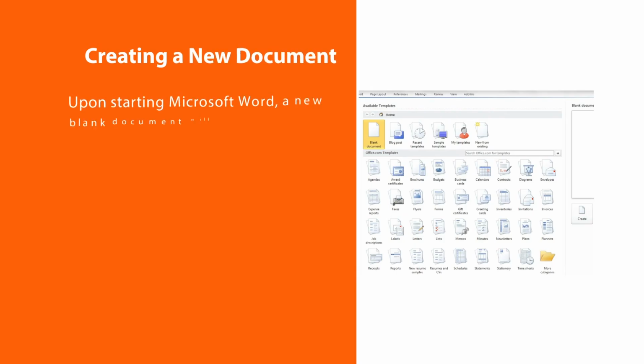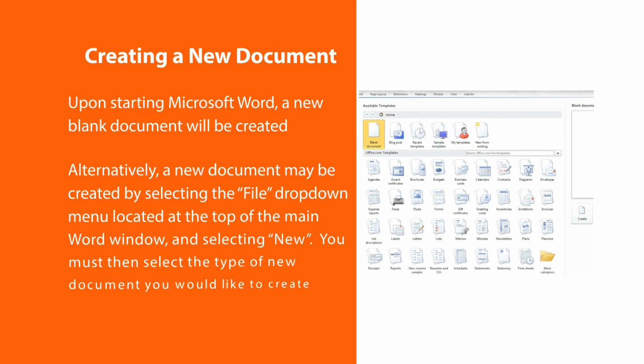When you start Microsoft Word, a new blank document will be created, and from there you can create a document and then rename it. Alternatively, a new document may be created by selecting the File drop down menu located at the top of the main Word window and selecting New. You must then select the type of new document you would like to create, and don't forget to save and rename your document from the default name after creating it. Alternatively, the keyboard shortcut Ctrl+N may be used.